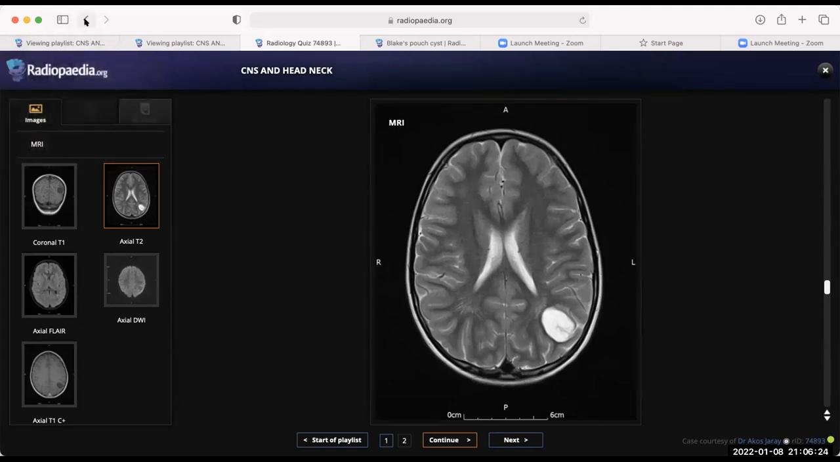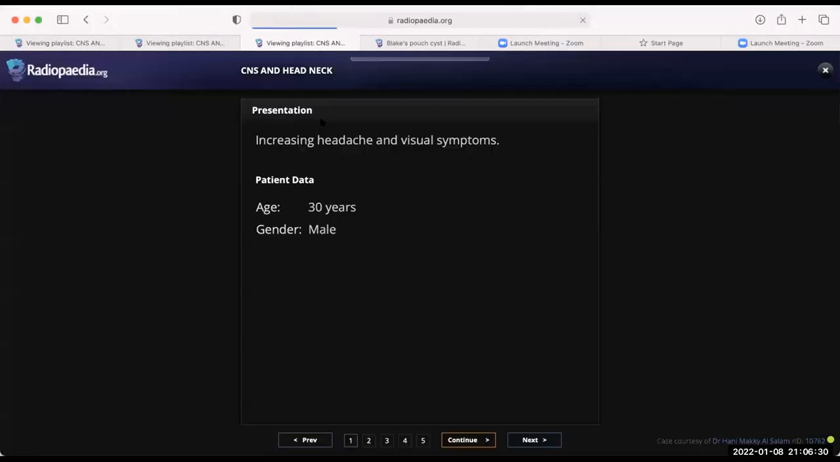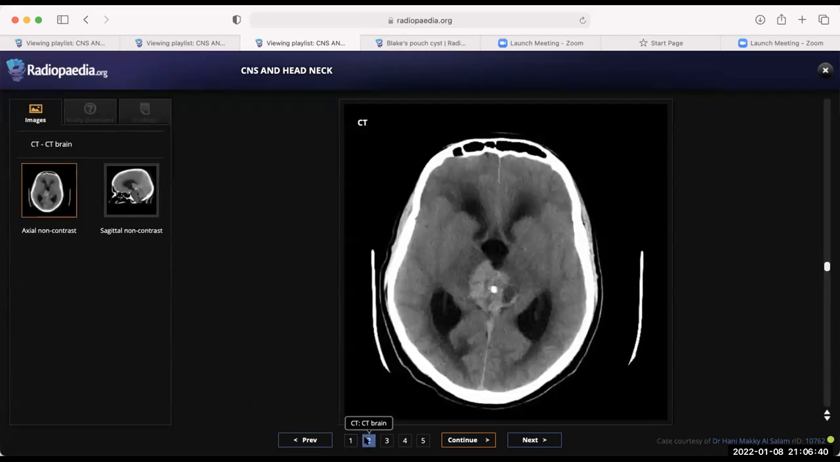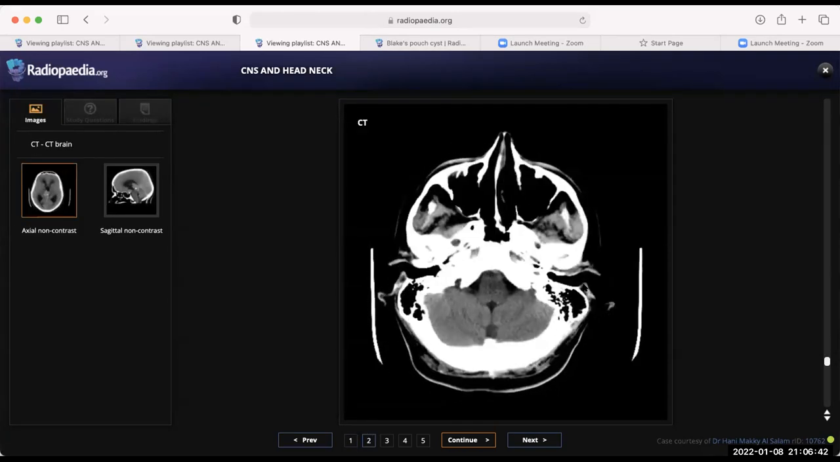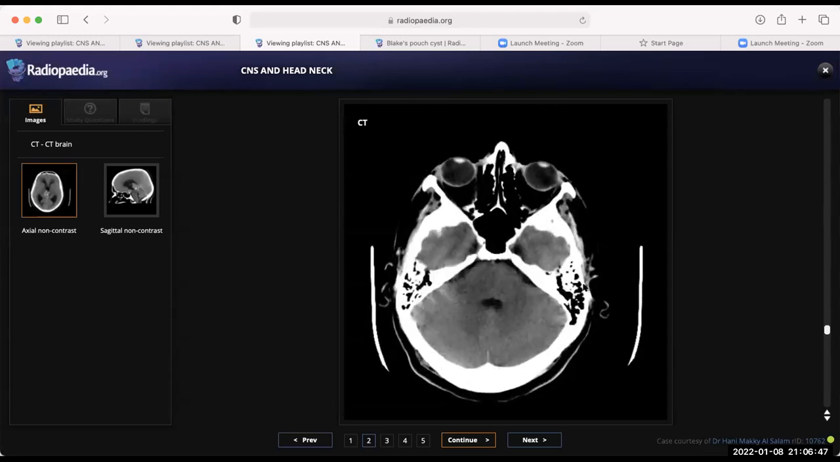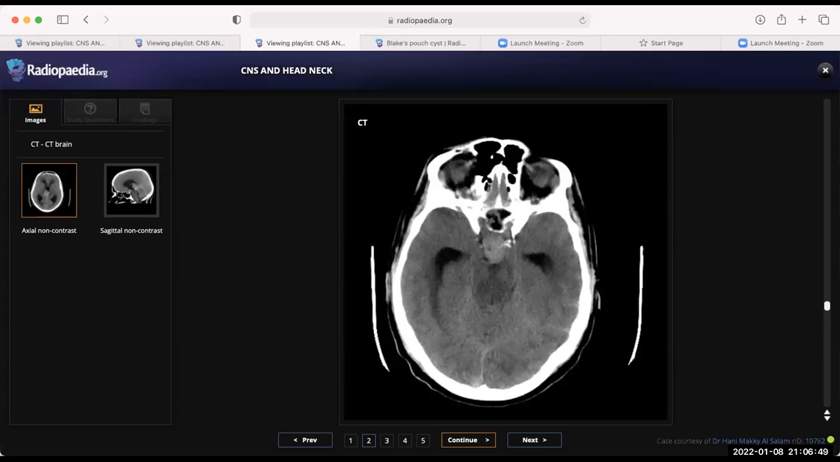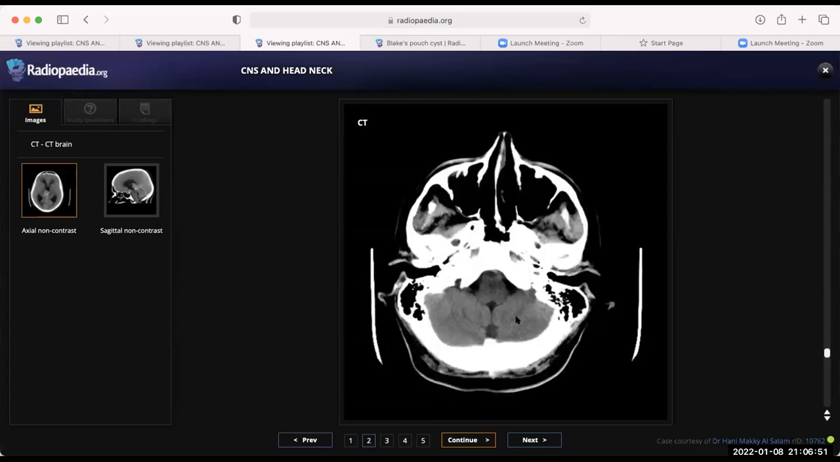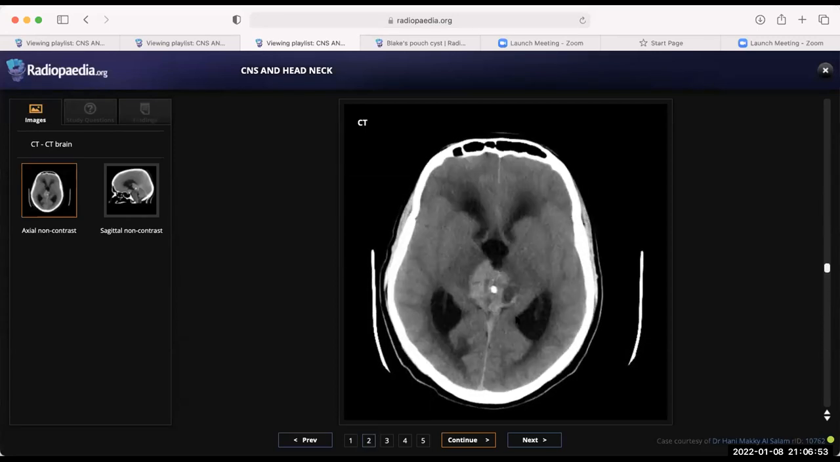All right. So I'll move on to the next case. A 30-year-old male patient with increasing headache and visual symptoms. So I have just the CT image of this patient. Okay, so I'm presented with an unenhanced axial CT scan of the same patient.